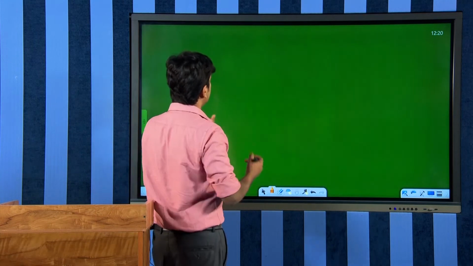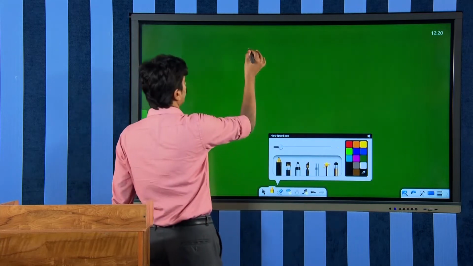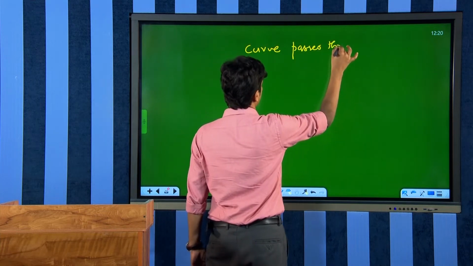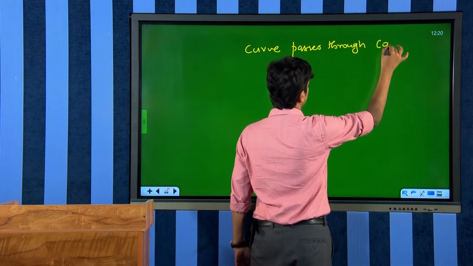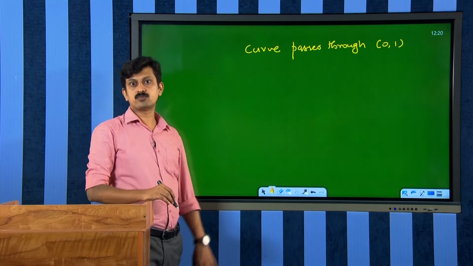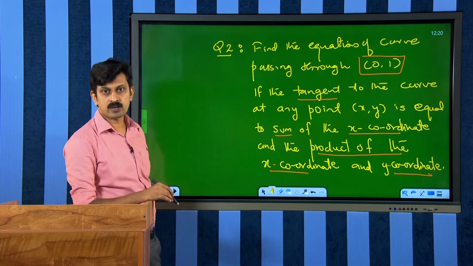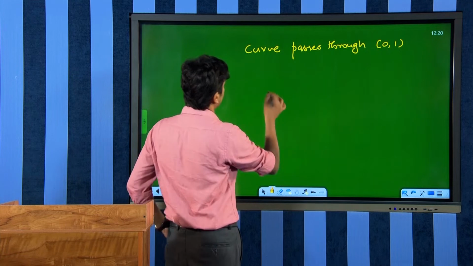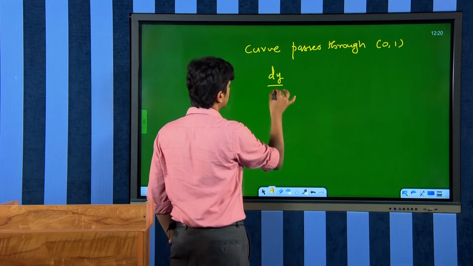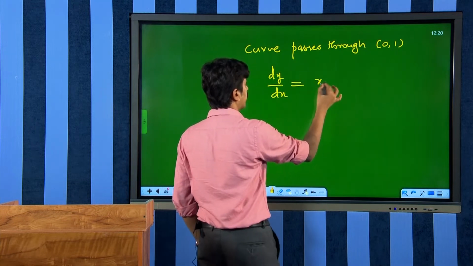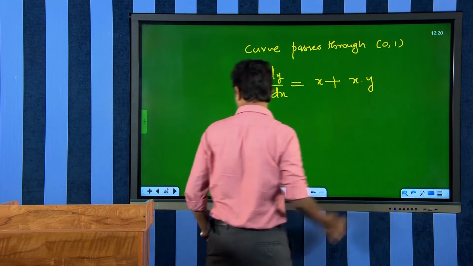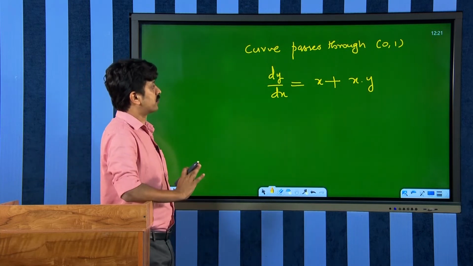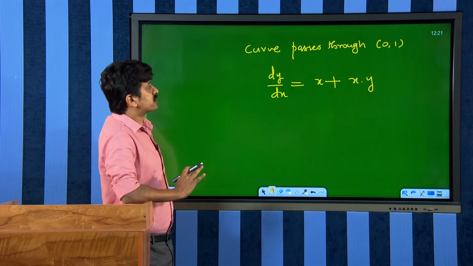See, my dear students, the curve passes through 0 1, and the slope of the tangent to the curve is dy by dx, which is equal to the sum of the x coordinate and the product of the x coordinate and y coordinate. Okay, dy by dx is equal to x plus xy.